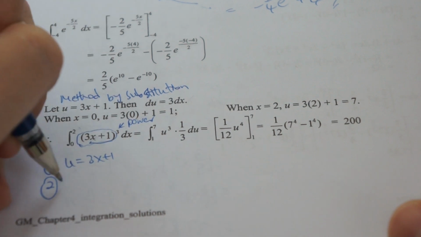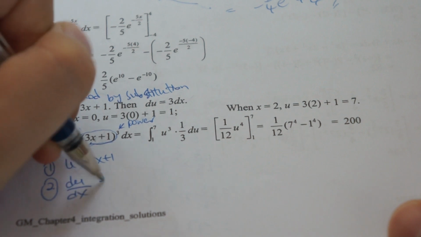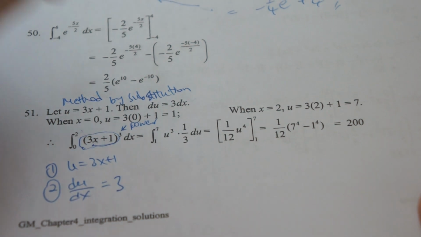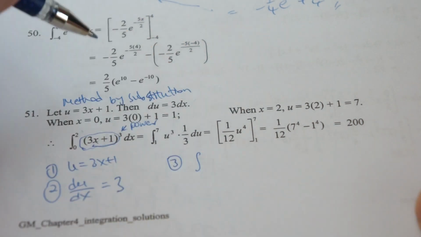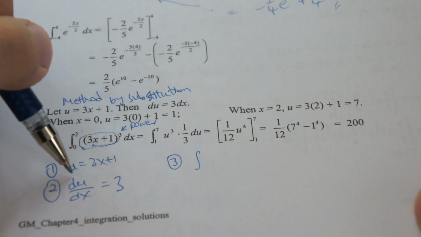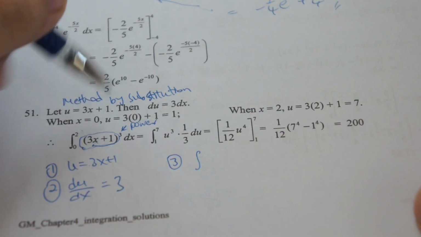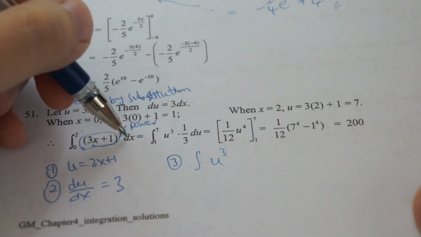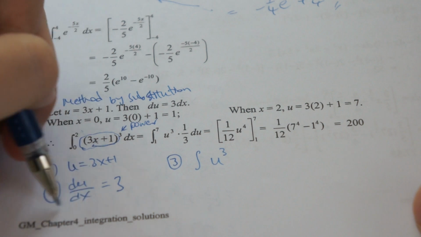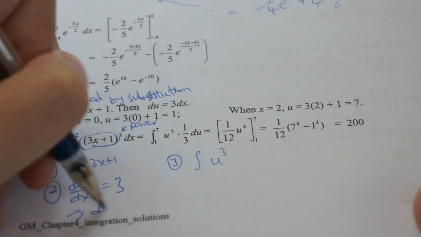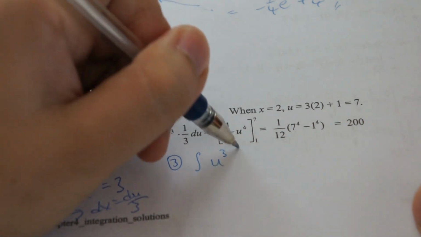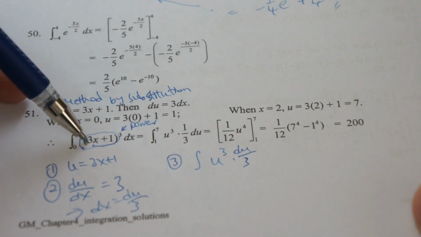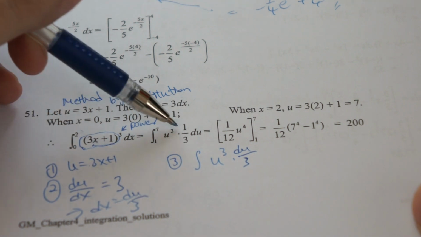This is step 1, and then step 2, du over dx equals 3. So the number 3 comes from substituting u equals 3x plus 1, and you have u to the power of 3. So how do we form dx? Take a look at step 2, because dx will be equal to du over 3.